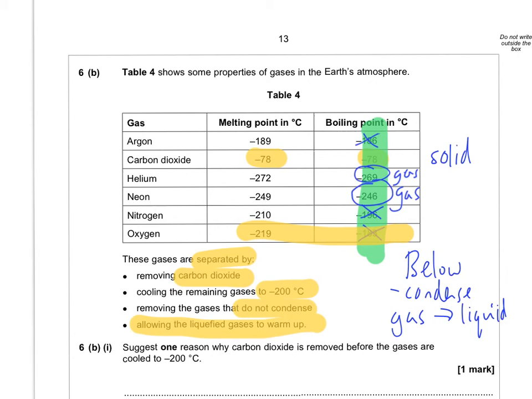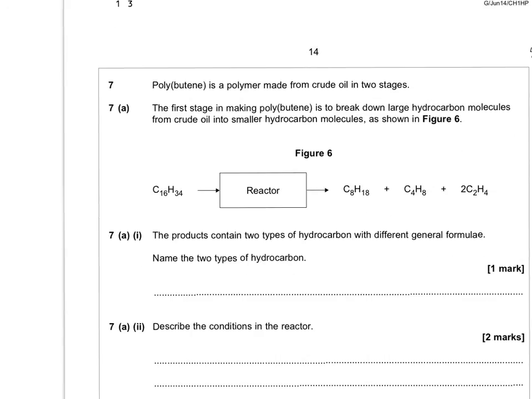Now if we cool it down to -200, then start warming up, at this point, -183, we're going to get oxygen produced as a gas, but also we might get argon produced because the difference in boiling points is minor. So what you might find is you get both produced at the same time. Again, another tricky question, that one.